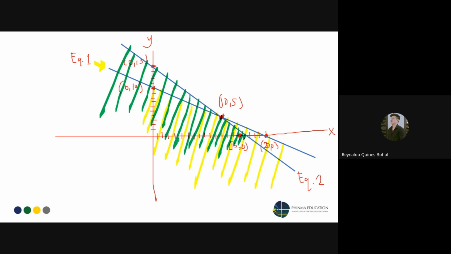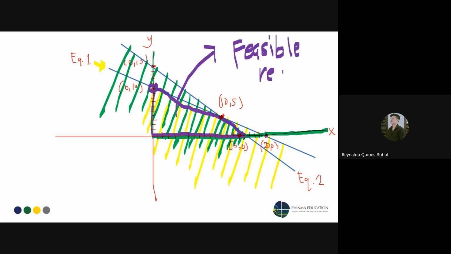And tandaan ninyo, ang border natin is ito. This is our border. And ito yung border natin. So, bawal na siya. Ito, bawal nang kunin yung mga yan kahit nag-overlap na. Okay? Kasi may border tayo. So, ang pinaka intersection dito is from here up to here, hanggang dito lang yung intersection nila. So, ang tawag dyan is feasible region.